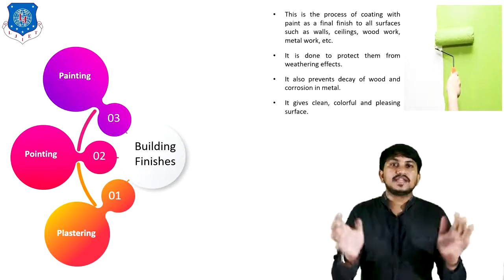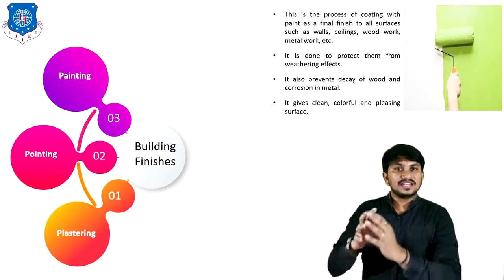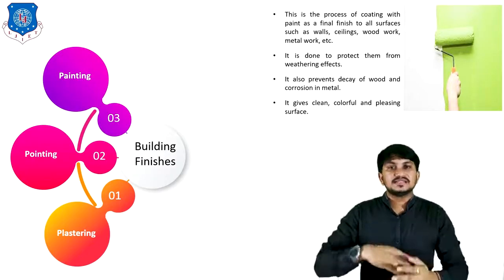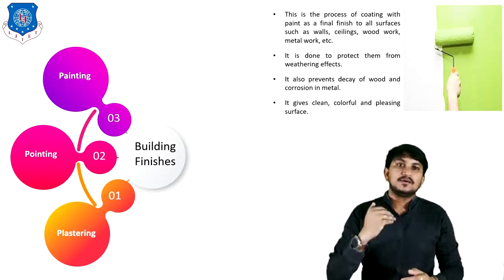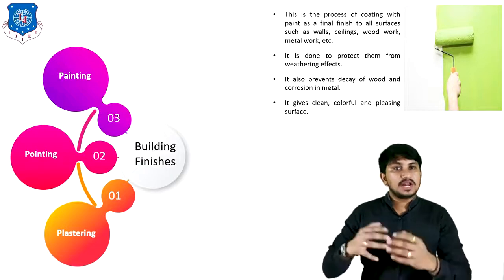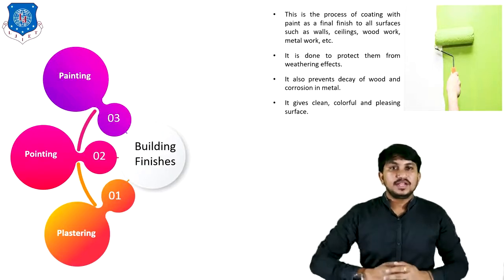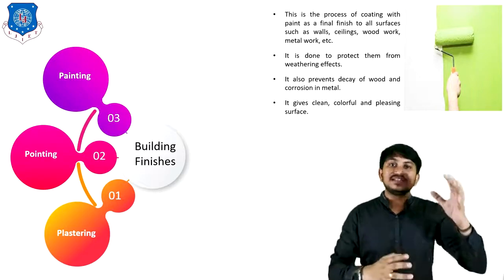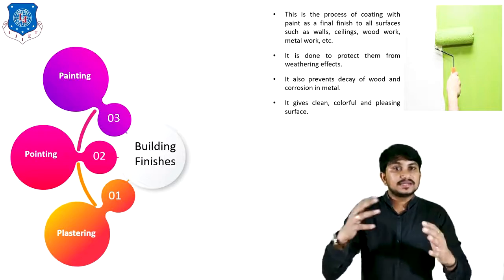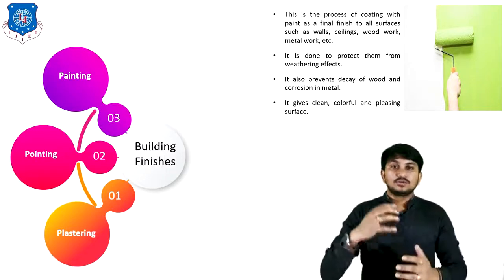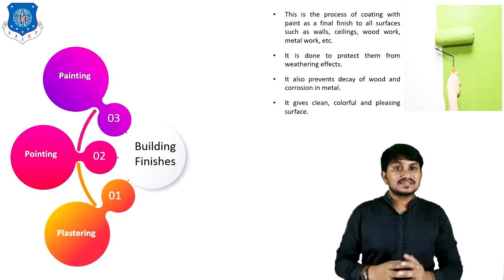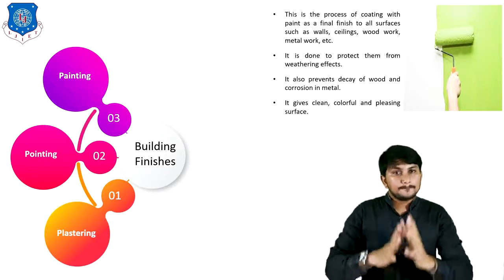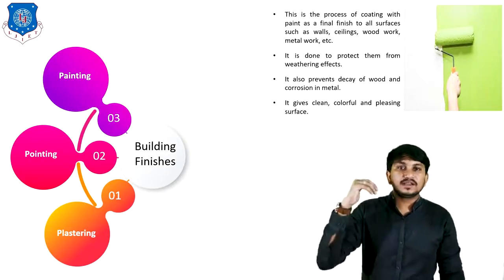This is the process of coating of paint as a final finish to all surfaces such as walls, ceilings, columns, beams, wooden works, metal works, etc. It is done to protect them from weathering effects. It also prevents decay of wood and corrosion of metal. It gives a clean, colorful and pleasing surface to the components.